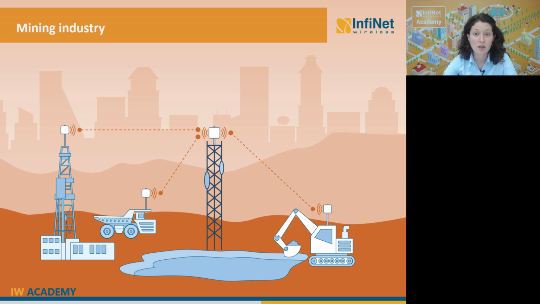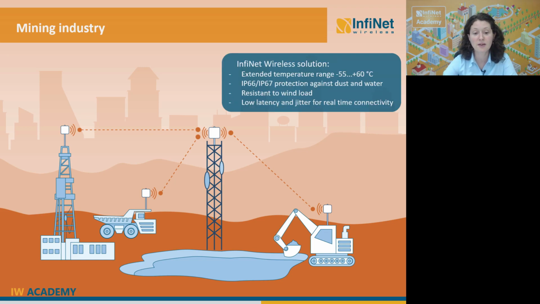At the aggregation node, an Infimax is installed, as we discussed so far, and further, the data is transmitted through the backbone point-to-point link towards the control center, as you can see on the left side of the picture. The specific of this project is the operation in harsh environment conditions. The Infinet outdoor units respond to this demand by providing reliable communication in a wide temperature range and by being resistant to temperature extremes, wind load, dust, and water.